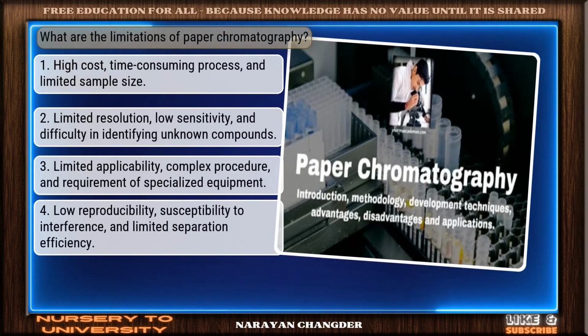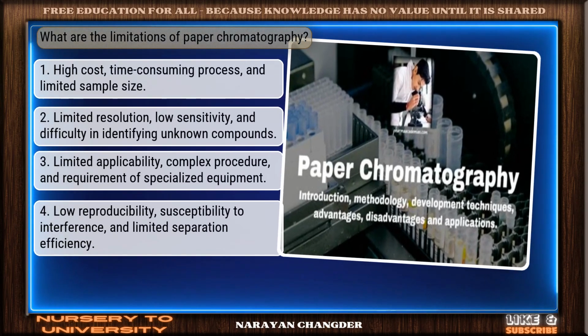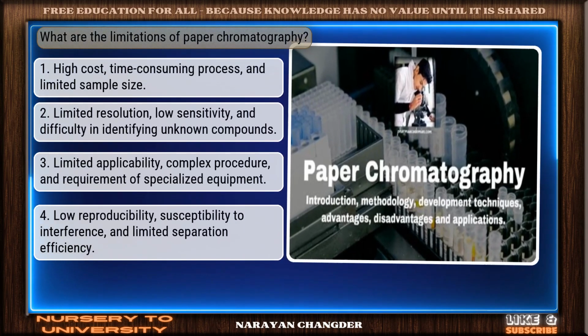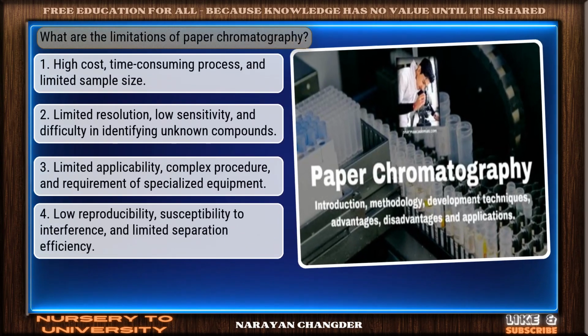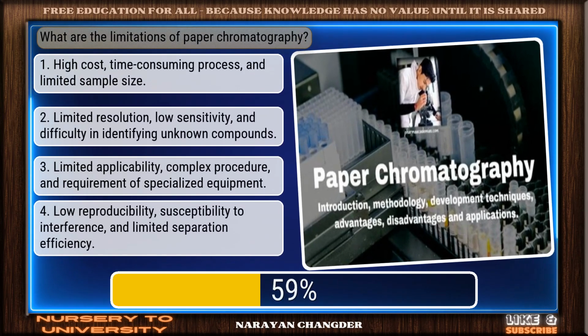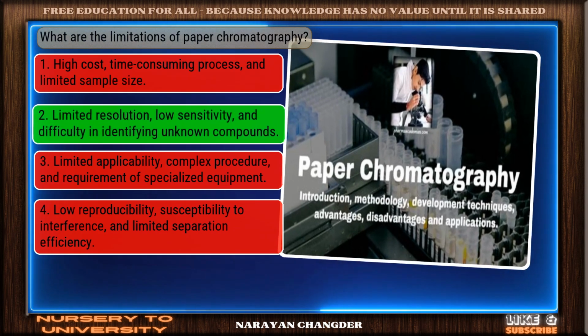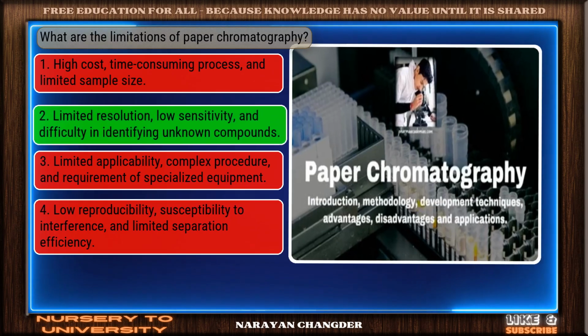Option 3, limited applicability, complex procedure, and requirement of specialized equipment. Option 4, low reproducibility, susceptibility to interference, and limited separation efficiency. That's it, limited resolution, low sensitivity, and difficulty in identifying unknown compounds.